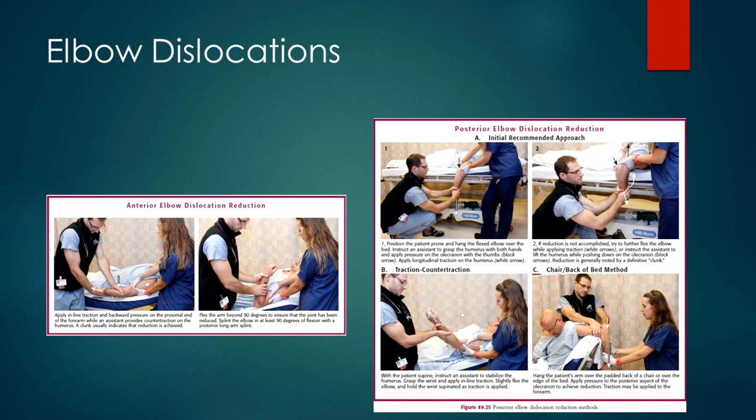Posterior dislocation reductions. You've got three different methods there. So you've got the chair back method, where you hang the patient's arm over a padded arm back of a chair and apply posterior pressure to the posterior aspect of the olecranon and downward traction. You can do traction counter traction, or you can do the prone approach, where the patient is prone and you hang the flexed arm off and you just do traction and flexion of the arm.